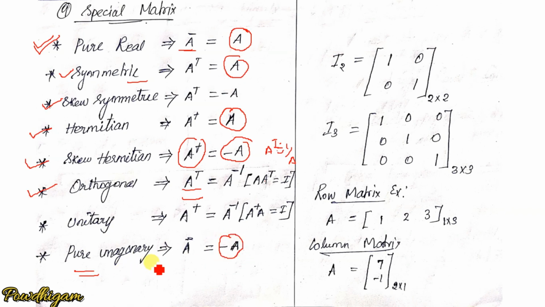Okay, so in general, the second order identity matrix is nothing but [1 0; 0 1], and the third order is [1 0 0; 0 1 0; 0 0 1], because the diagonal elements are all 1. And this is an example of a row matrix. A row matrix has one row and multiple columns, and this is a column matrix: one column and multiple rows is called a column matrix.